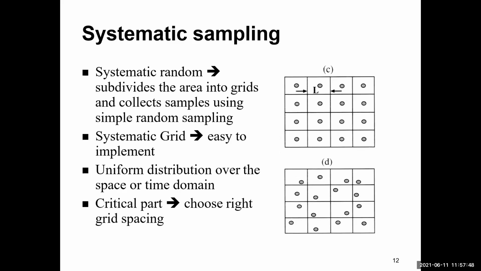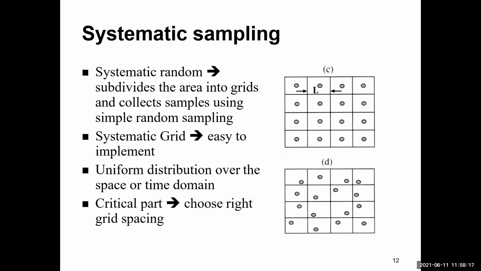Systematic sampling. What is systematic sampling? This is shown in the figure. This is systematic, covering all blocks. Every place has to take a sample. Systematic random sampling subdivides the area into grids and collects samples using simple random sampling. The systematic grid is easy to implement.